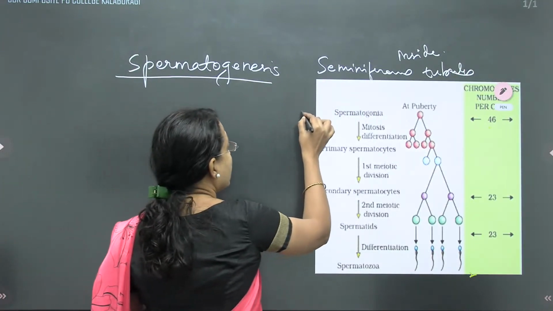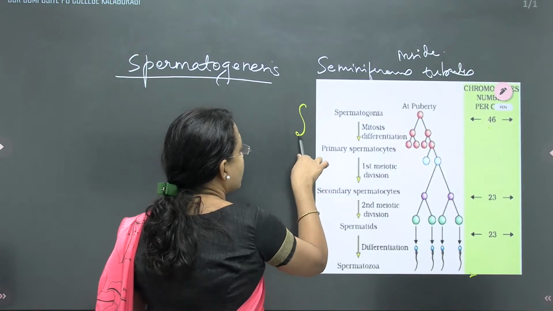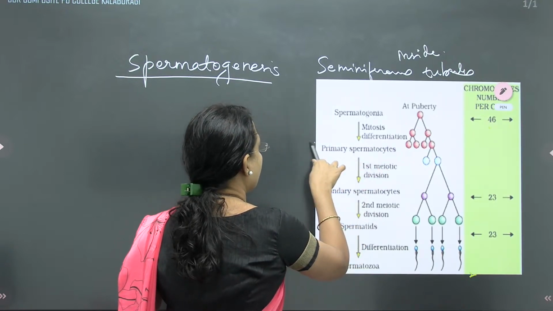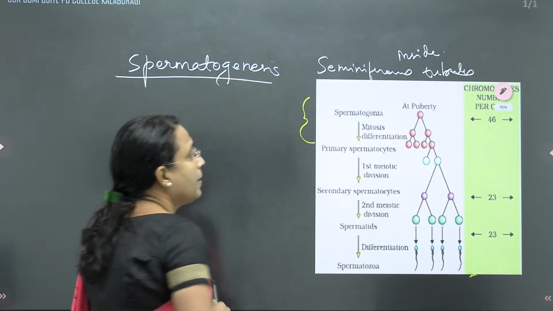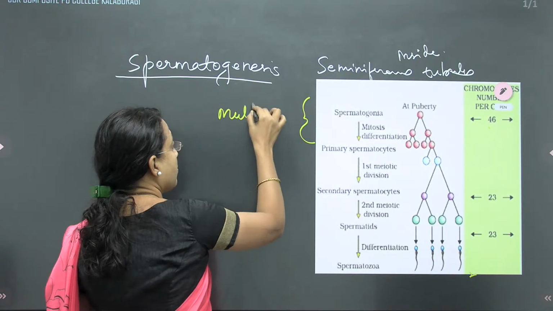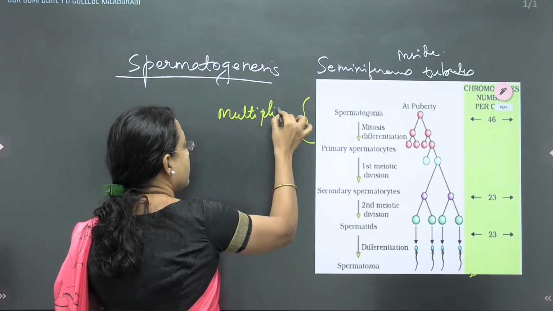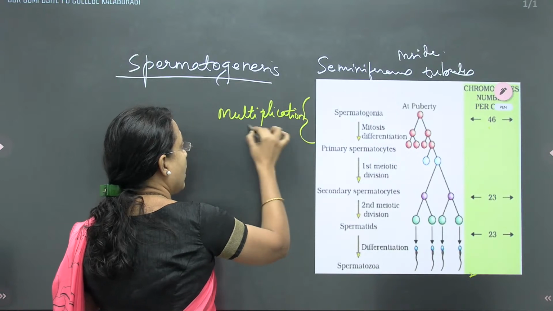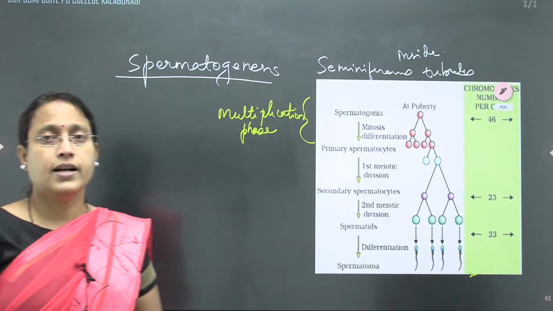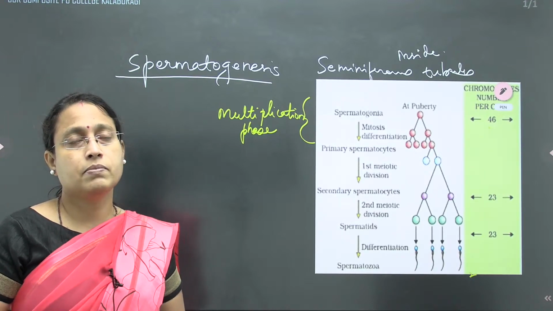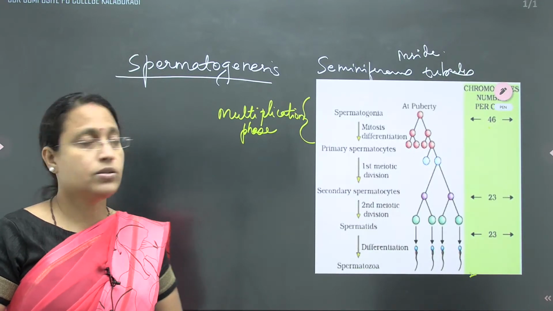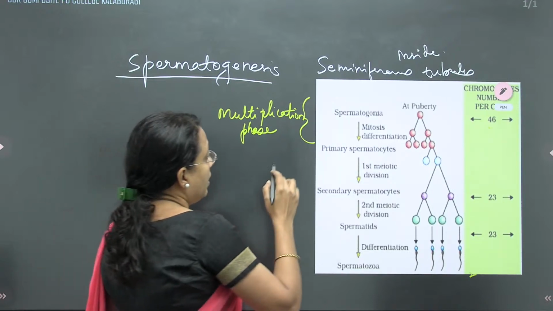Now, this stage is called the multiplication phase. What is multiplying? Cells are multiplying and giving rise to two groups, the spermatogonia A and spermatogonia B. It is called the multiplication phase owing to mitosis, because the cells are multiplying. Understood?